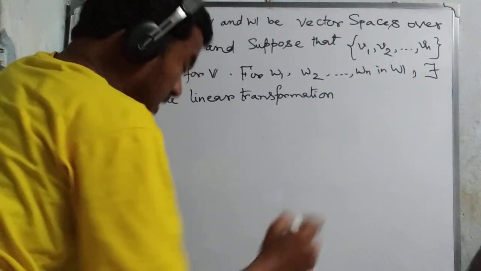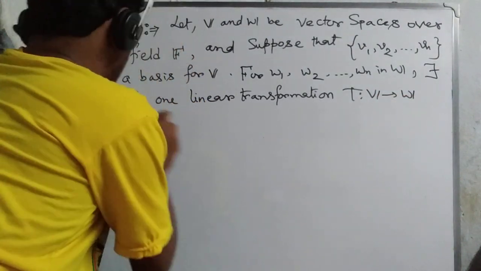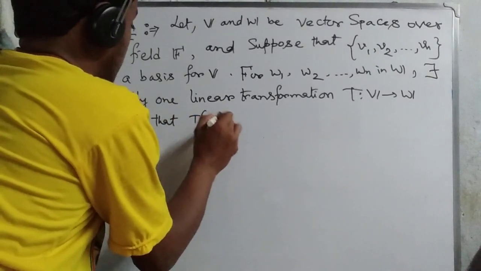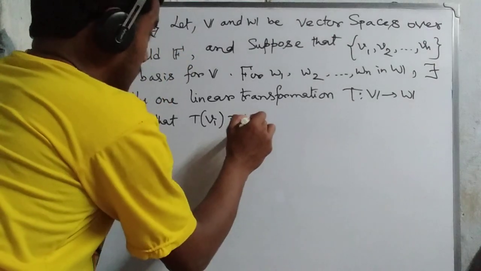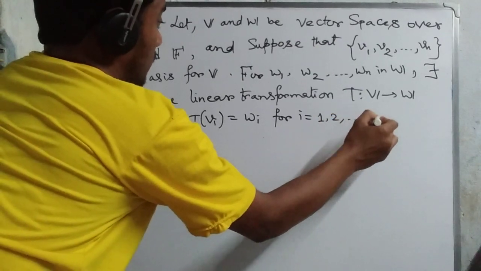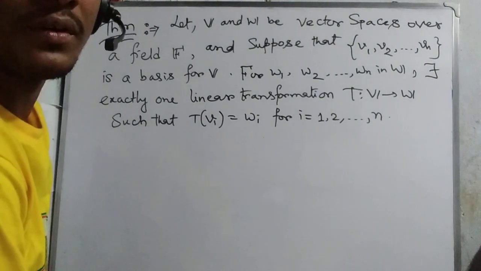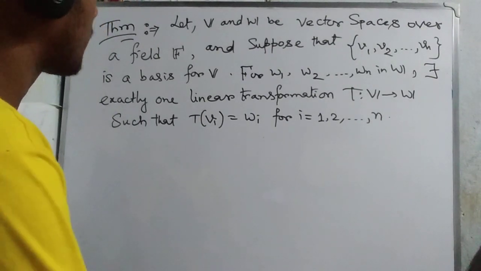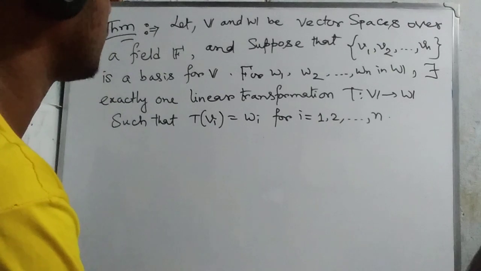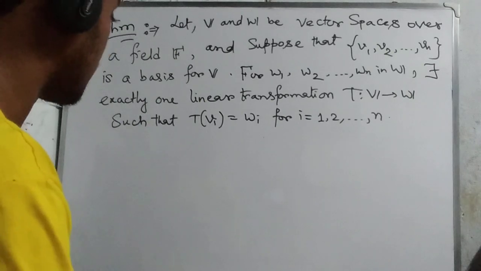T from V to W such that T of vi equals wi for i equal to 1, 2, ..., n. This is an important theorem. If v1, v2, ..., vn is a basis and w1, w2, ..., wn are in W, then there exists exactly one linear transformation satisfying T of vi equal to wi.